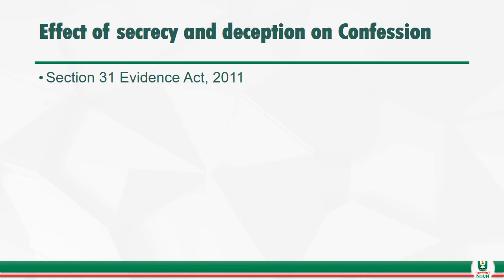Let's look at the effect of secrecy and deception on confession. The fact that somebody was promised that confessional statement is going to be kept secret, does it vitiate the admissibility of such a confessional statement? Let us look at section 31 of the Evidence Act. It says, if a confession is otherwise relevant, it does not become irrelevant merely because it was made under a promise of secrecy or in consequence of a deception practiced on the defendant for the purpose of obtaining it, or when he was drunk, or because it was made in answer to questions which he need not have answered, whatever may have been the form of these questions, or because he was not warned that he was not bound to make such statement, and that evidence of it might be given.